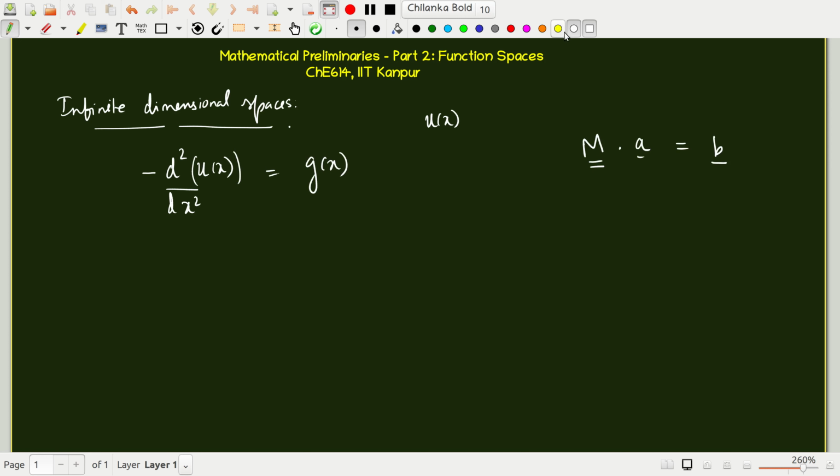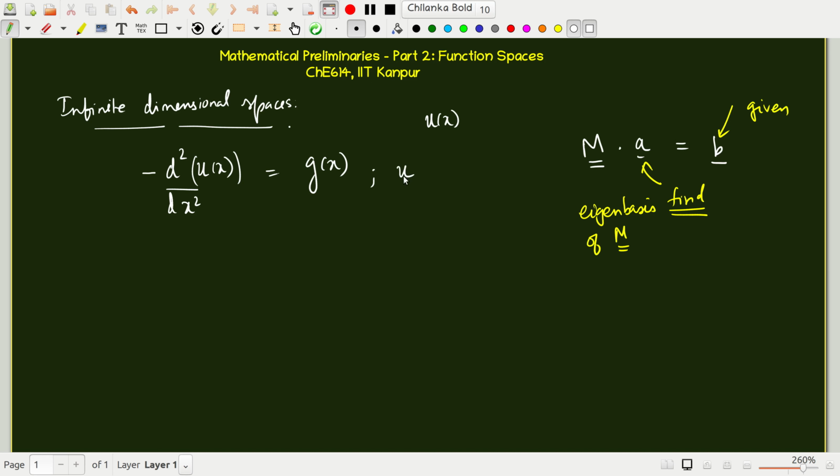In the previous module we saw that if b is given and a has to be found, then it was profitable to go to the eigenbasis of the matrix M or the operator M. It simplified the solution for a because the system of equations that arose became independent, or decoupled. Let's see if we can do a similar thing in the case of infinite dimensional spaces for functions.